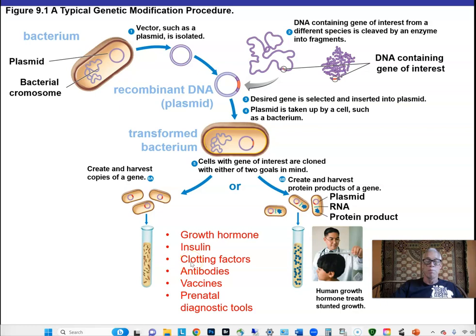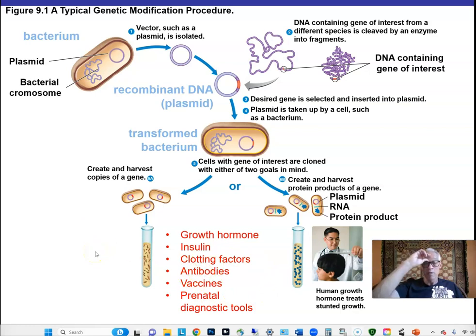It might be a blood coagulation factor, a plasma protein normally made by the liver. Now we can make buckets of it in the factory in a great big vat of bacteria that now have that particular gene. It might be a bacterium, it might be an animal cell that we're using to produce proteins like clotting factors, antibodies.